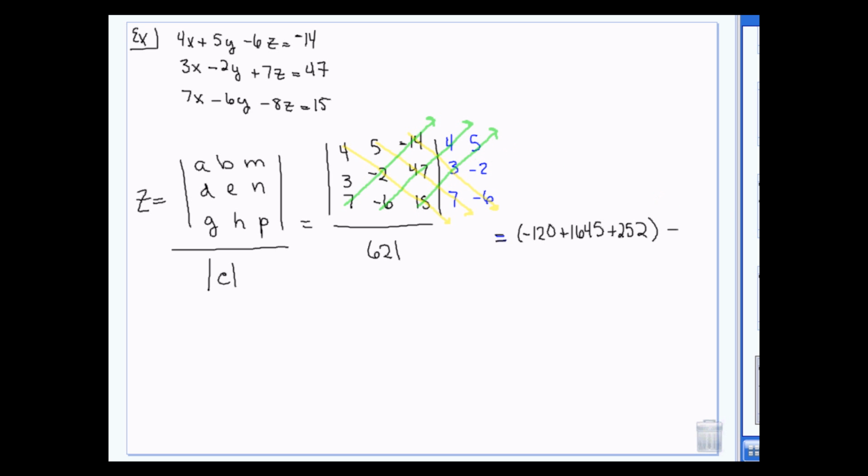And then I go up. I'm just writing it underneath because there's not enough room, obviously. 7 times 2 times 14, so that's 196. 6 times 47 times 4, and that one's going to be negative, so it's minus 1128. And the 15 times 3 times 5 is plus 225. And that's going to be all over 621.